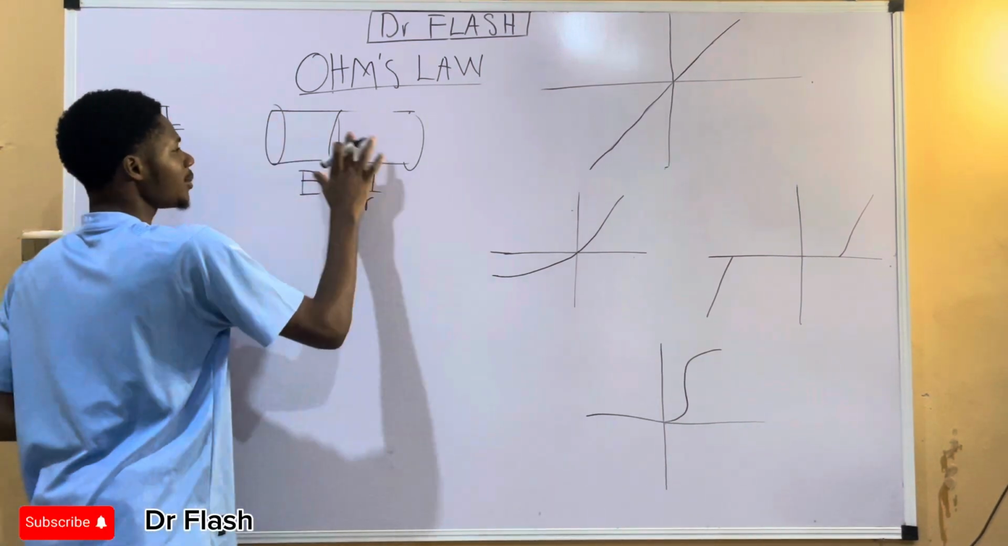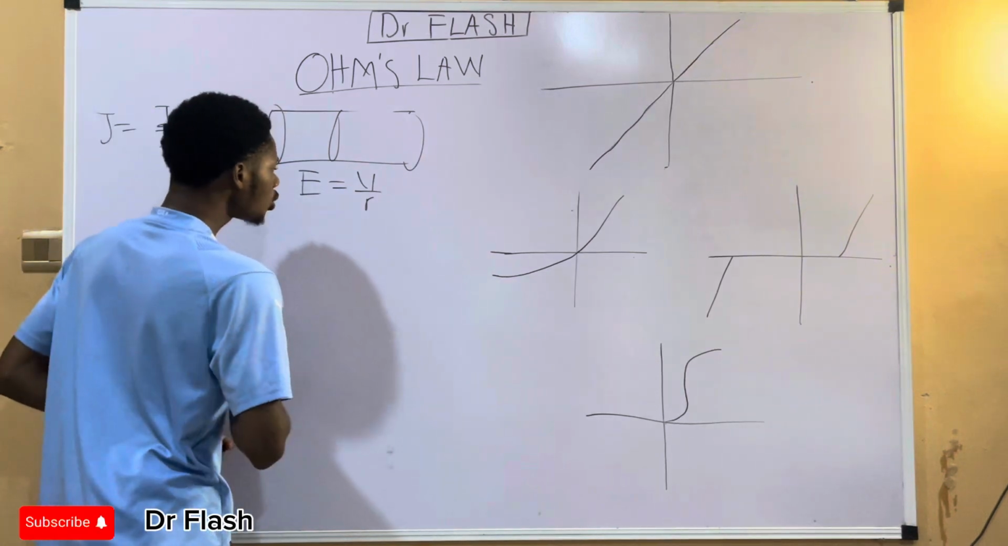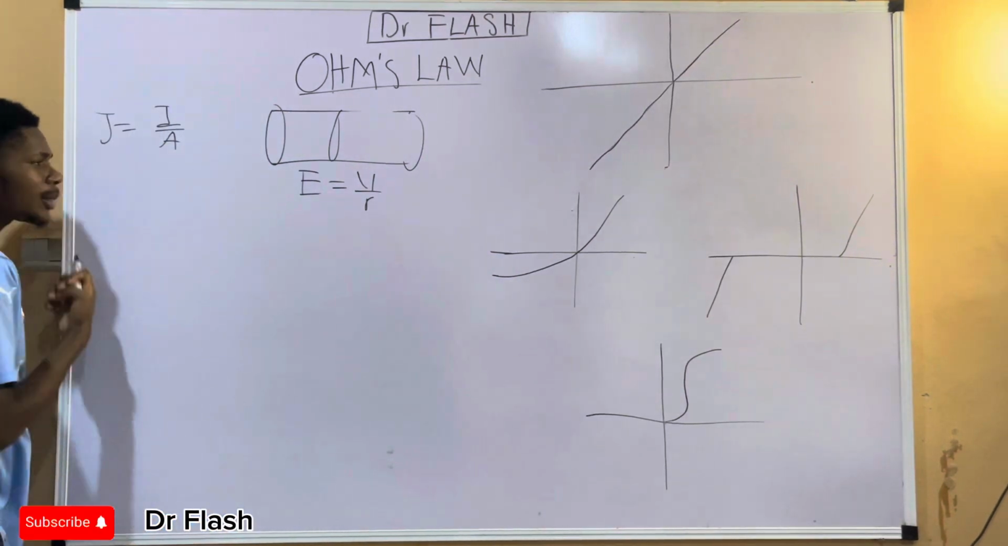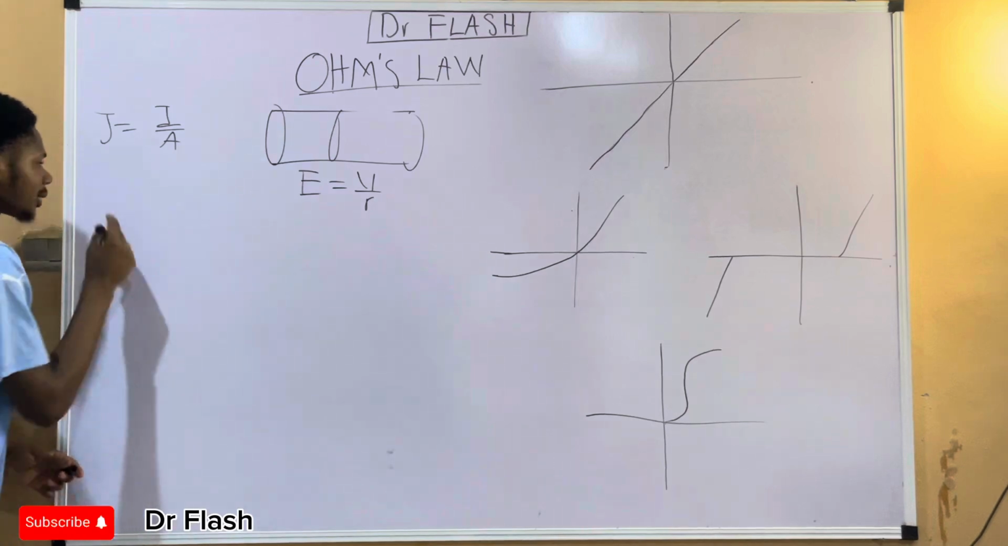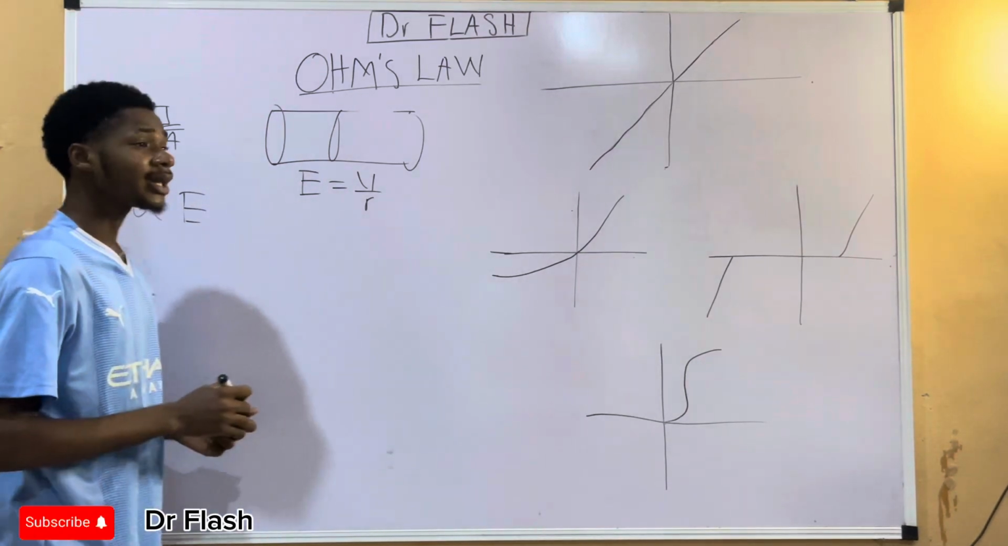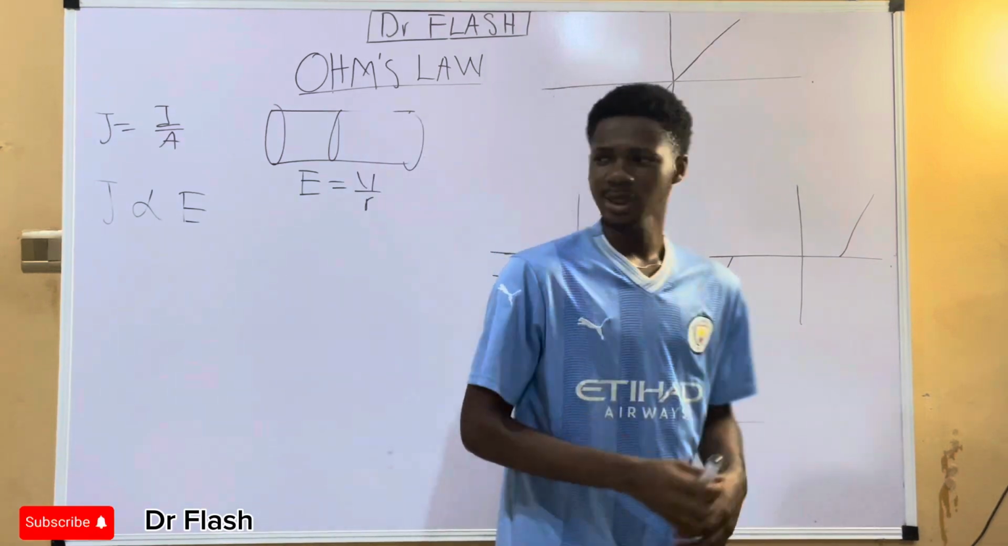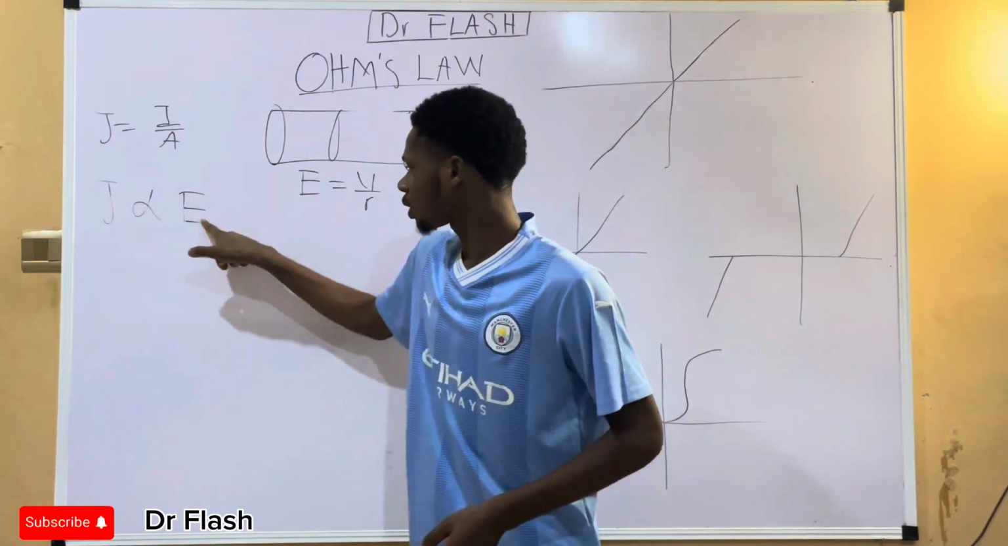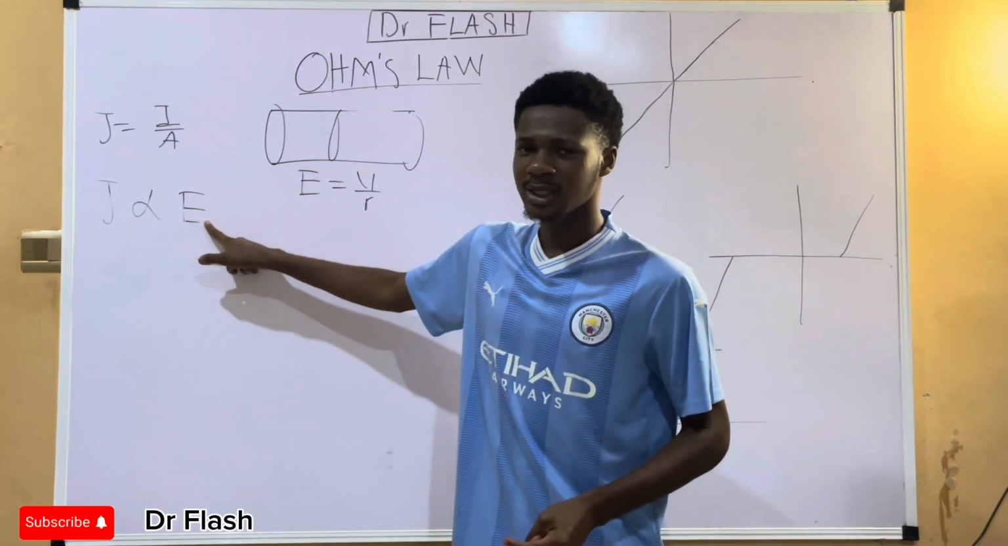Now, what we notice is that as we apply an electromotive force on this cylindrical conductor, as we apply an EMF along this conductor, this current density is then proportional to E. That means we'll say that J is proportional to E. Not just proportional, but rather directly proportional. We notice that the current density is proportional to the electric field intensity, not EMF.